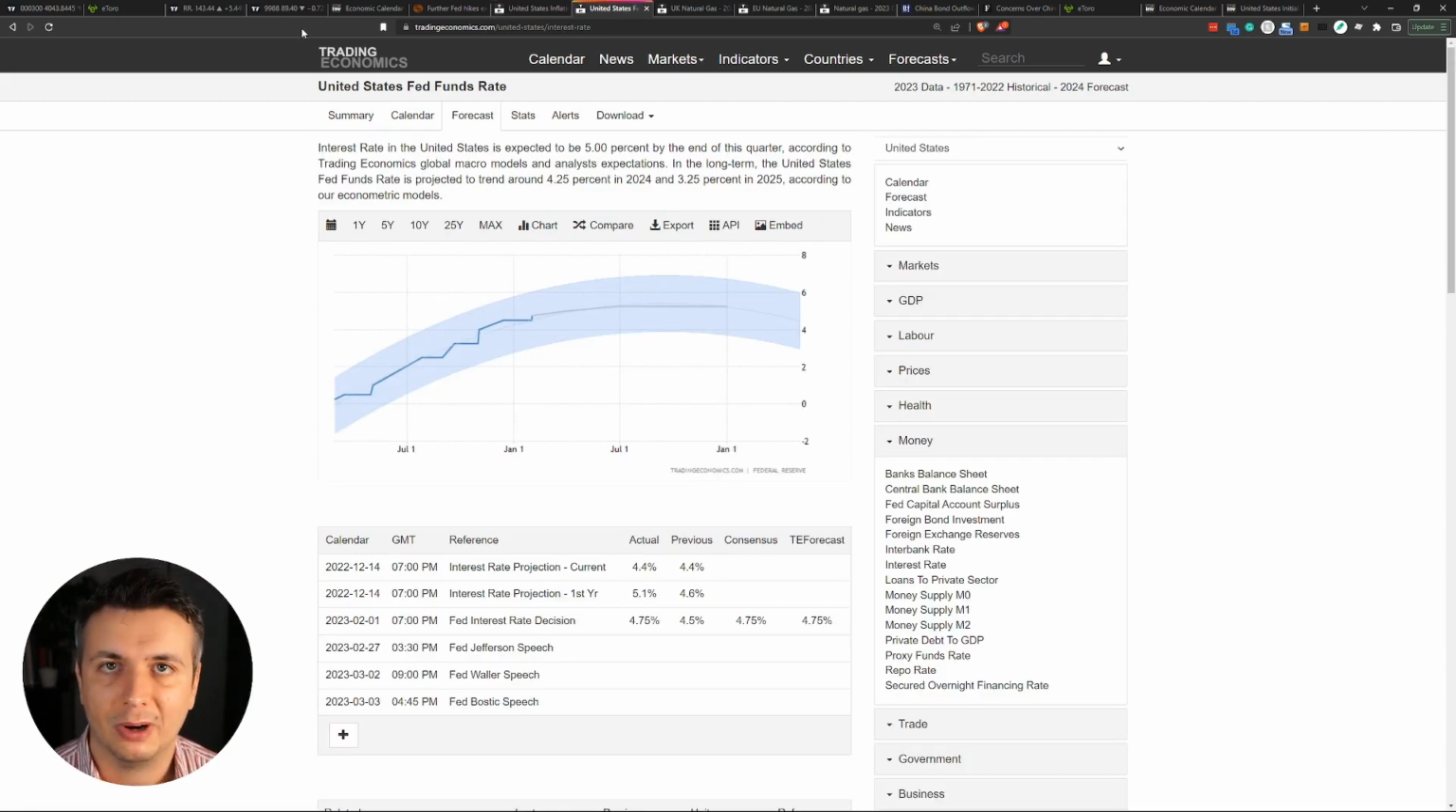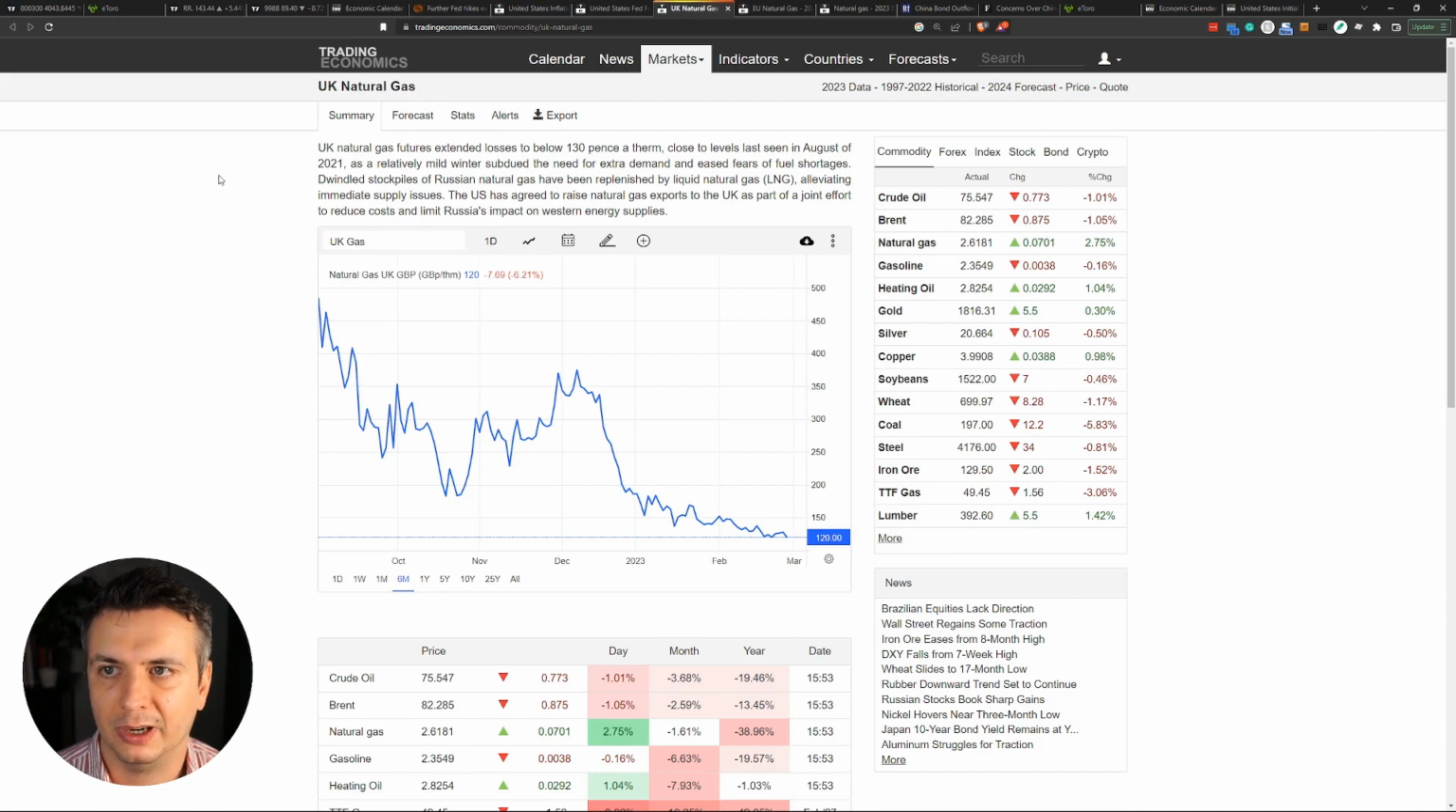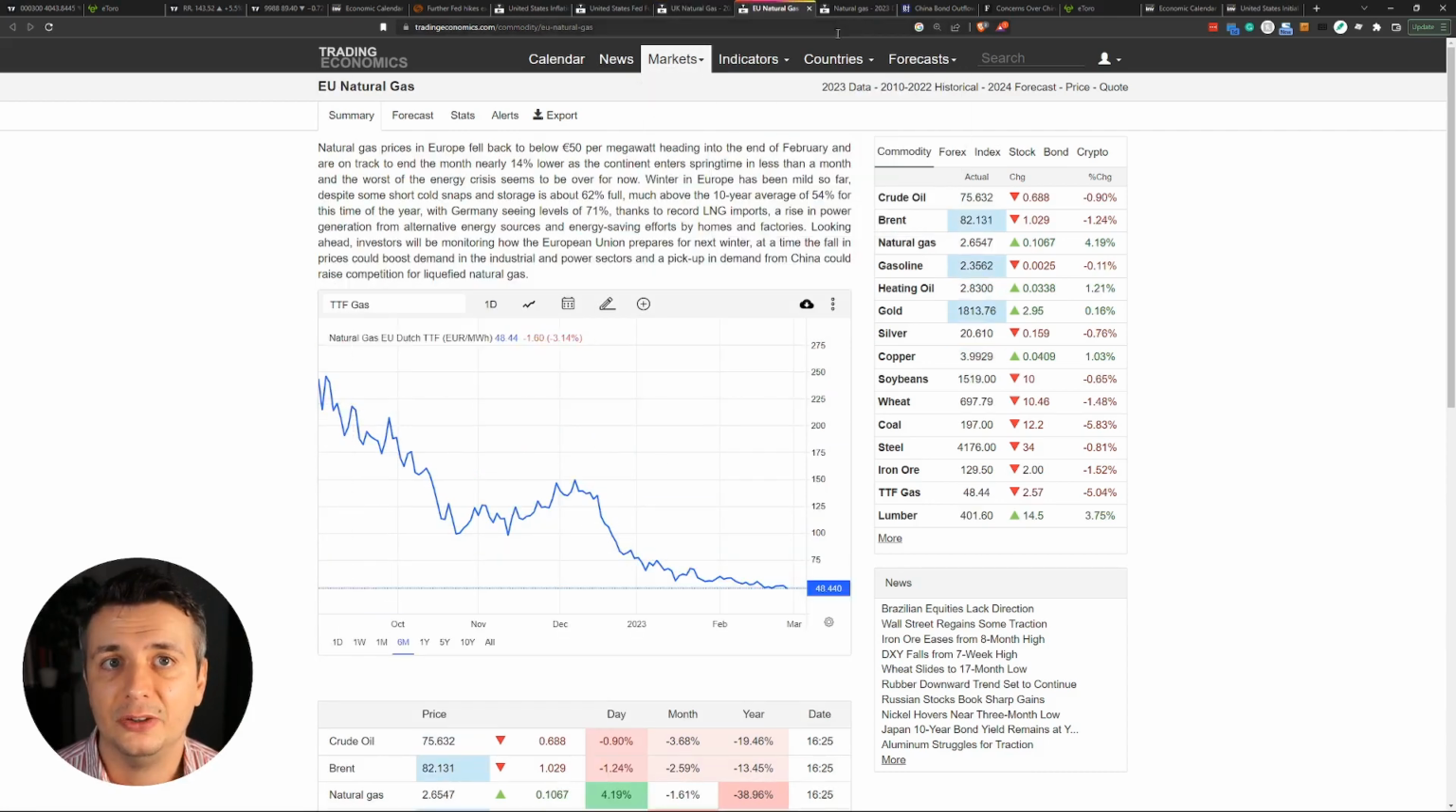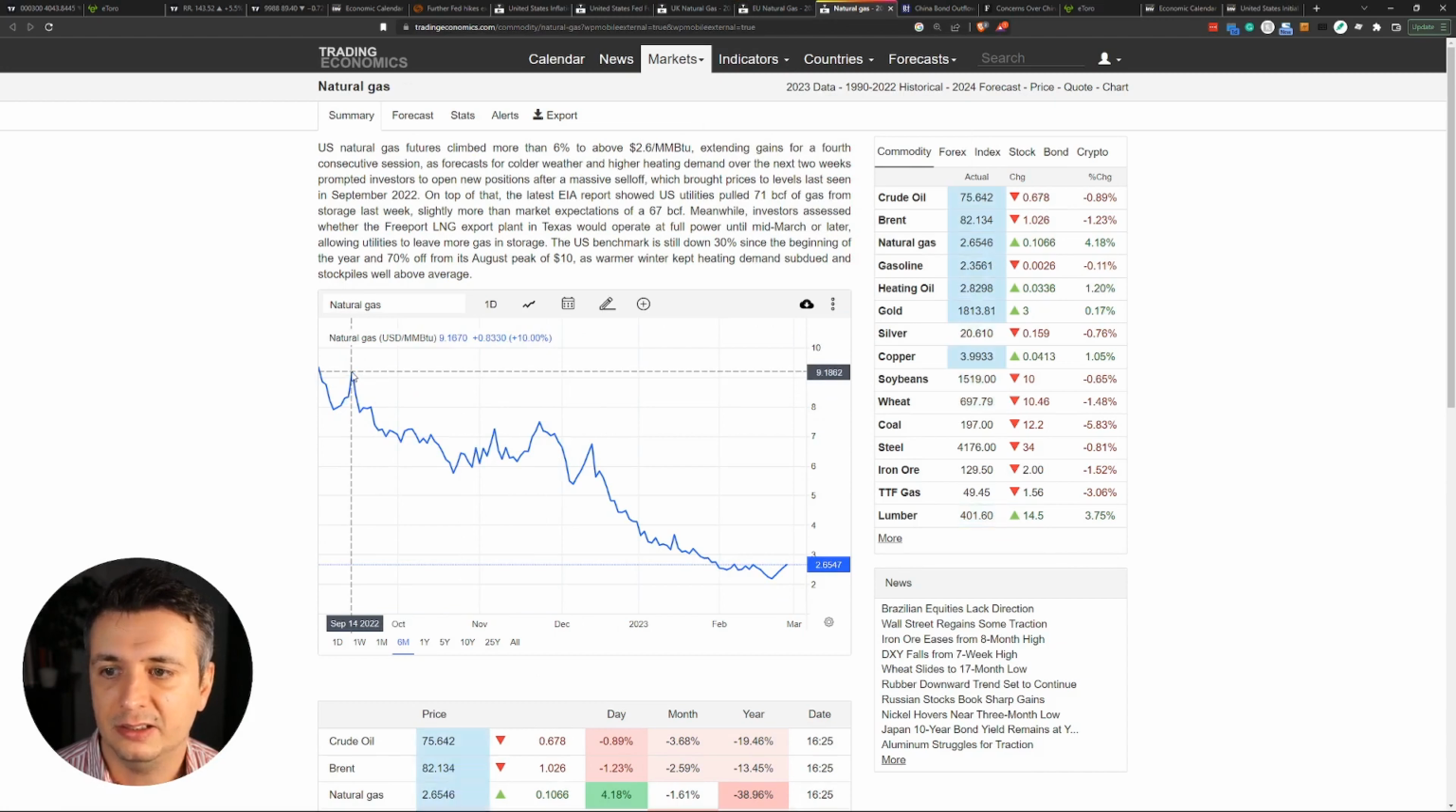So I do believe that the price of energy for consumers will drop as the year goes on. I mean, you just have to look at the price of natural gas for various economies. So within the UK, it's dropped from nearly 500 down to 120. In the EU and in the US, it's dropped by similar amounts.